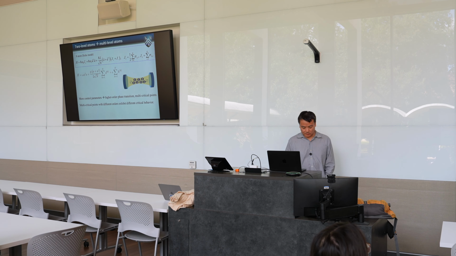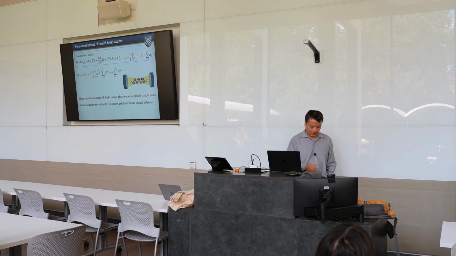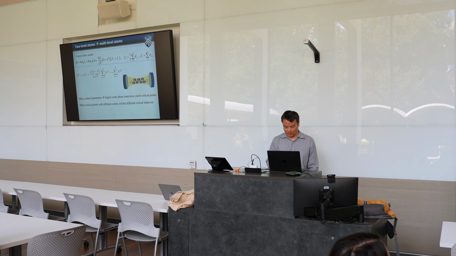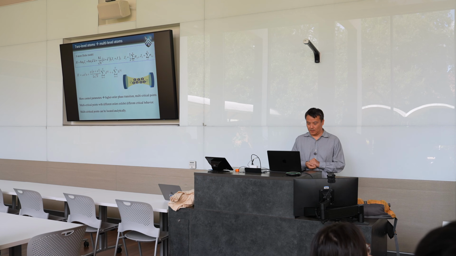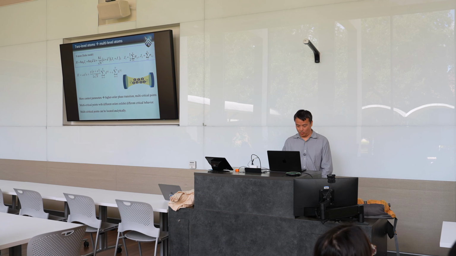Also, in many-body systems, it's pretty difficult, pretty rare to find high-order critical points, and the higher the order, the more constraints you need to satisfy. It becomes more difficult to locate where these multi-critical points are. And it turns out that for this Dicke model with multi-level atoms, not only can you find these, you can actually analytically pinpoint where these multi-critical points are.